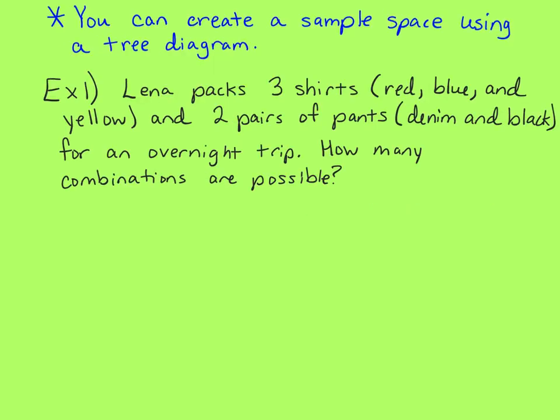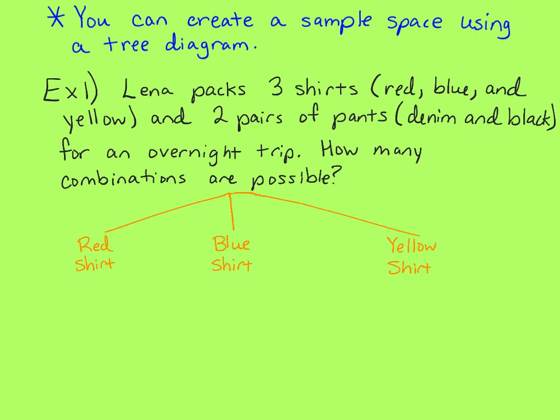Example 1, Lena packs 3 shirts, red, blue, and yellow, and 2 pairs of pants, denim and black, for an overnight trip. How many combinations are possible? Well, this is a problem where we could use a tree diagram to see what our sample space is. That would be all the possible combinations, and then just count how many there are.